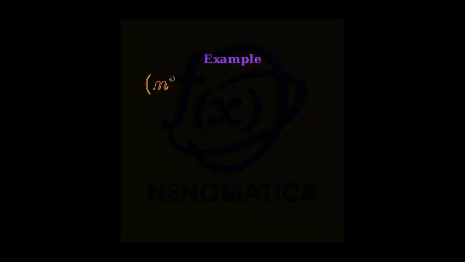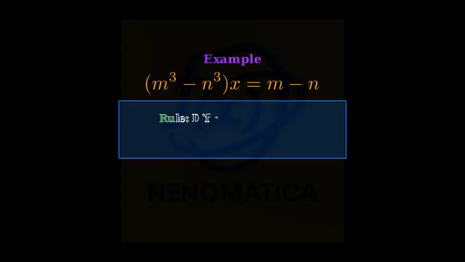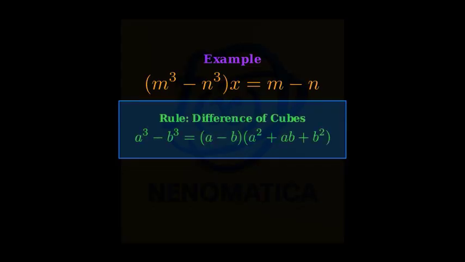We need to solve and discuss the parametric equation m cubed minus n cubed times x equals m minus n. Our first step is to apply the difference of cubes formula to the left side. Remember, the difference of cubes can be factored as a cubed minus b cubed equals a minus b times a squared plus a times b plus b squared.